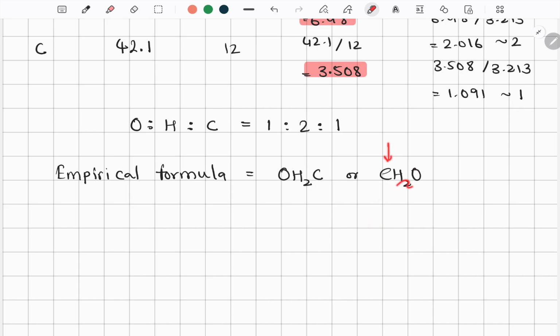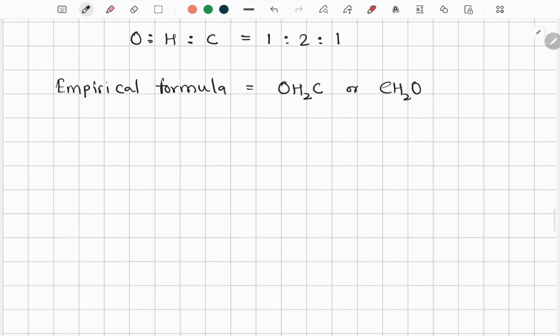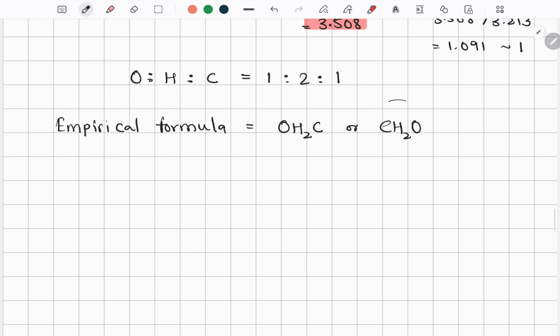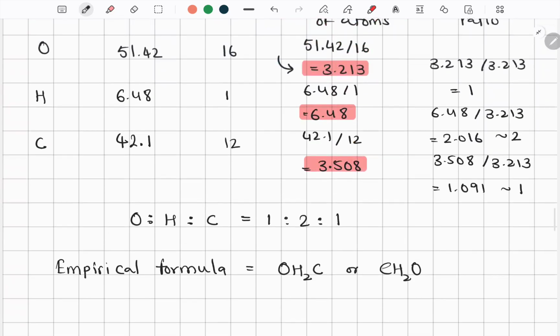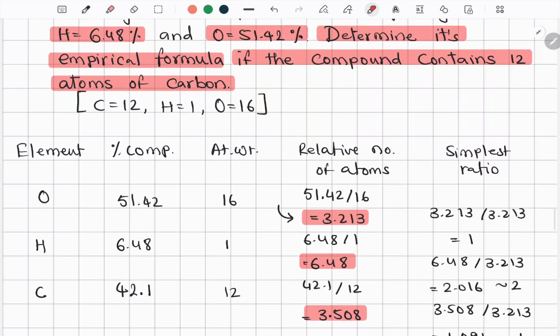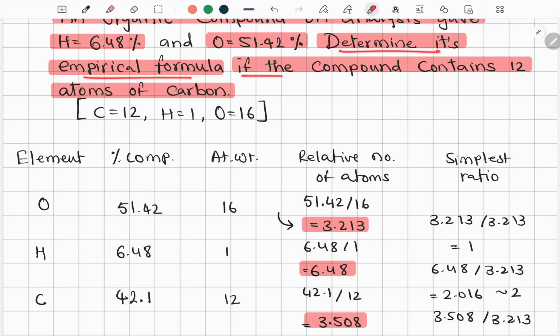If we have one carbon, the formula is CH2O. If we need 12 carbons, we have to multiply the empirical formula by 12. This is like calculating a molecular formula, because the molecular formula is n times the empirical formula. Here we multiply the empirical formula by 12 and get the molecular formula. So this question is a little bit tricky. Students just stop at the empirical formula, but if you read the question carefully, it clearly says to determine the empirical formula if the compound contains 12 atoms of carbon.